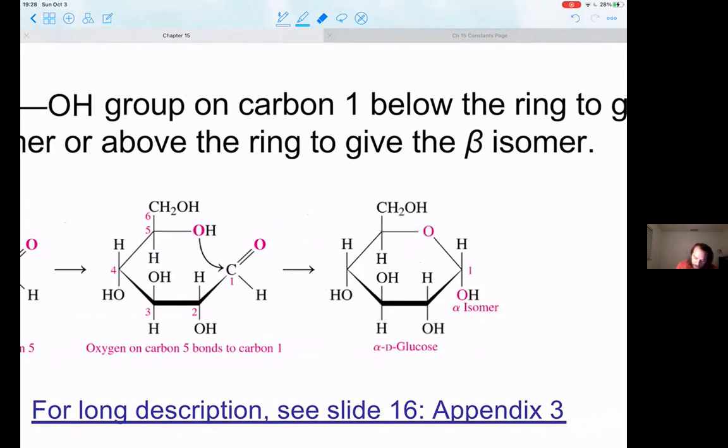Okay. Actually, let's talk about what this is in a second. Let's just make note here of what's going on. Again, this carbon here that was the OH group on carbon 5, that becomes the oxygen that's part of this ring, right? This is a 6-membered ring. 5 of those atoms are carbon. The other one is oxygen.